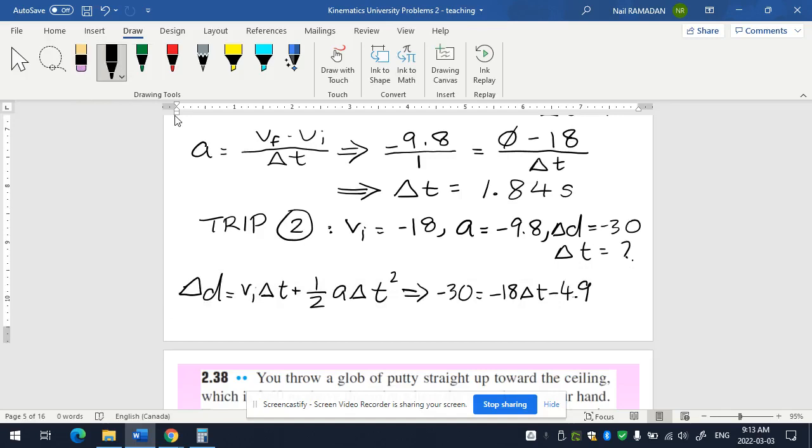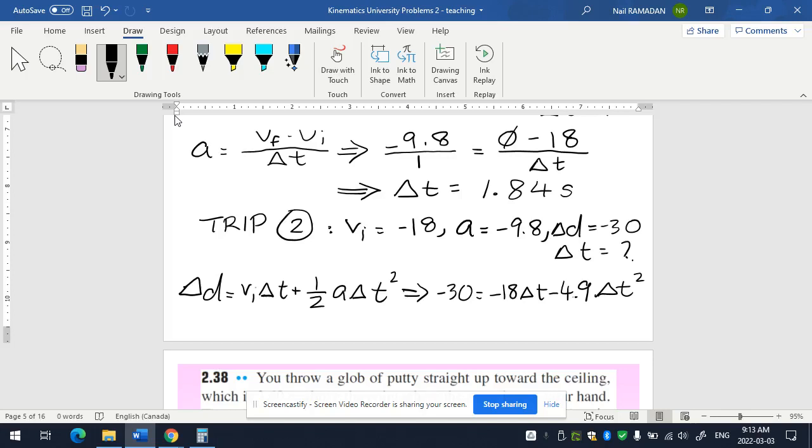4.9 delta t squared. What do you need to use to solve a quadratic equation? There are only two ways to do a quadratic equation. Either what starts with f, factor. Do you really want to factor this?